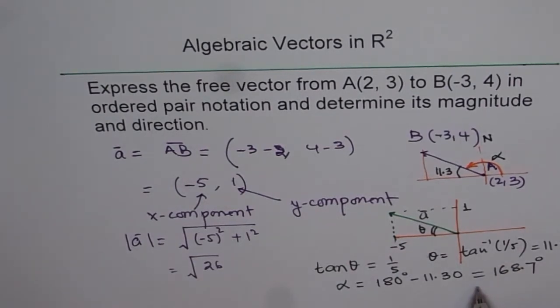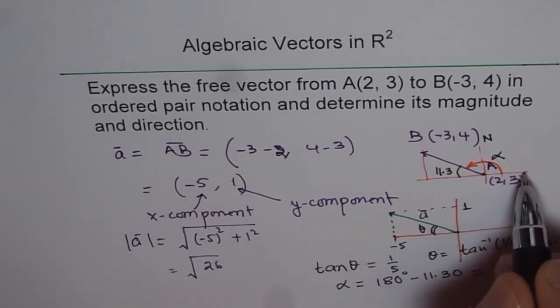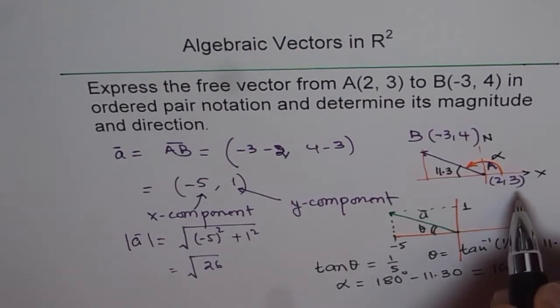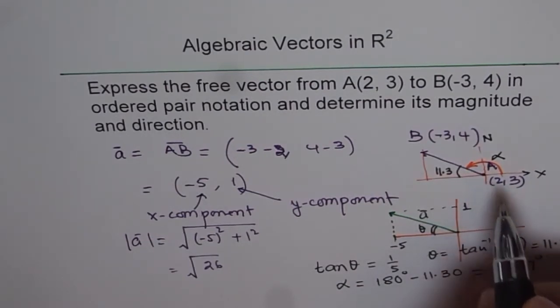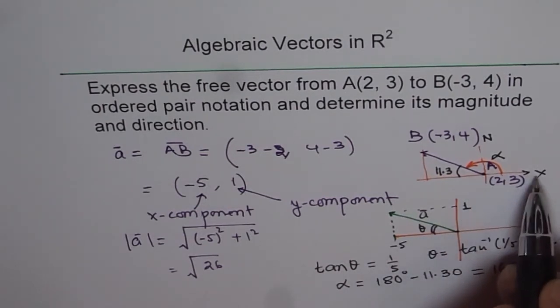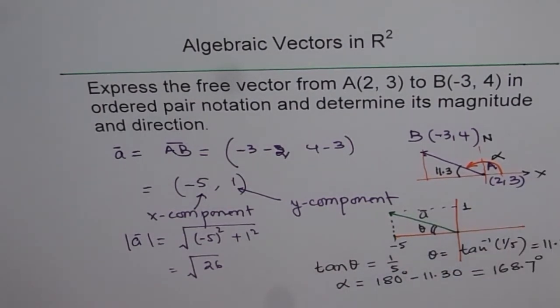But normally, in coordinate planes, we'll be writing our angle from the positive x-axis. So that's a preferred answer, right? So we'll say the direction of the vector is 168.7 degrees from the positive x-axis. Thank you.